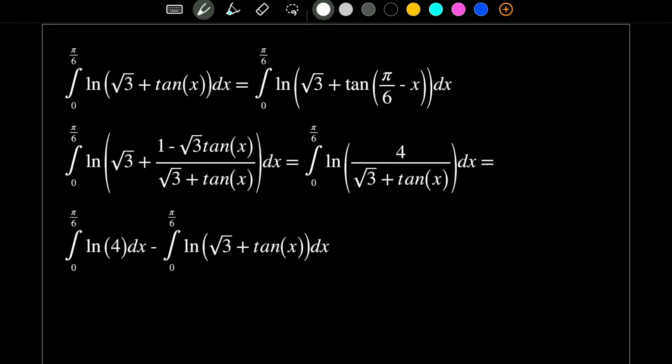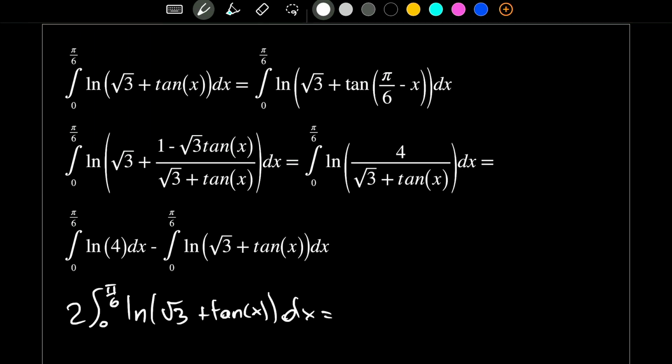If we look at the extreme left-hand side of this equation and the extreme right-hand side of this equation, we can see the same integral twice. So in essence, by adding the integral to both sides of this equation, we can construct this identity. We're going to get 2 times the integral from 0 to pi over 6 of the natural logarithm of the square root of 3 plus tangent of x dx is going to be equal to the log of 4, which is 2 times the log of 2, times x evaluated from 0 to pi over 6. That's just the basic integral, since we're integrating over a constant.